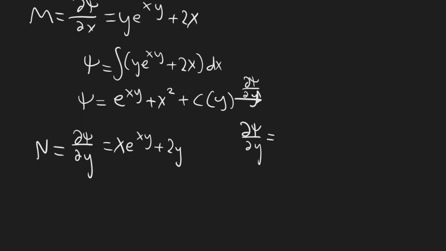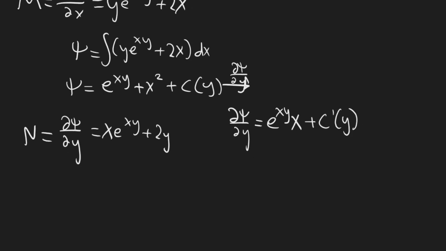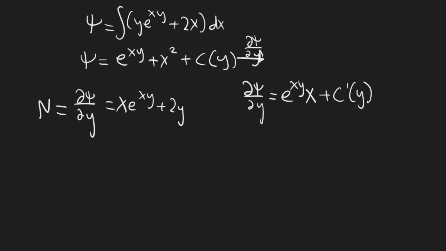So that derivative is going to look like, okay, taking the partial derivative with respect to y of e to the xy, we write down the exponential. Now it's the derivative of the exponent. Derivative of xy with respect to y is just x. So this is going to be x e to the xy, and then plus c prime of y. Okay, so now we have two equations for partial psi partial y, and we can set them equal to each other. So x e to the xy plus 2y has to equal x e to the xy plus c prime of y. Okay, so let's subtract an x e to the xy from both sides.